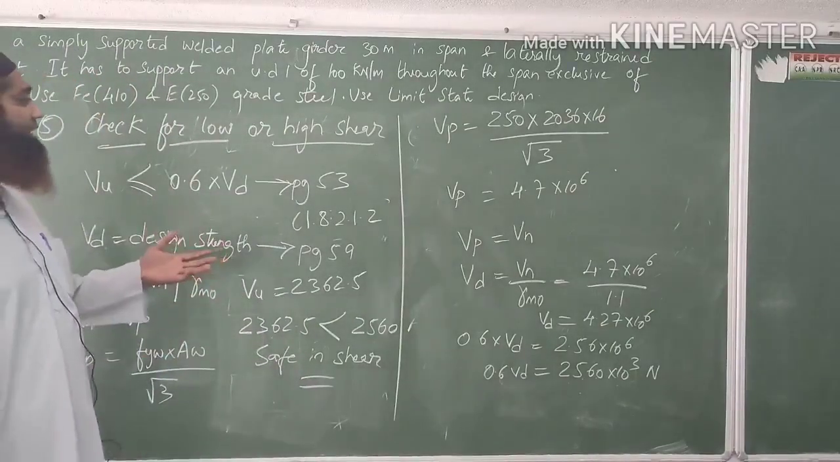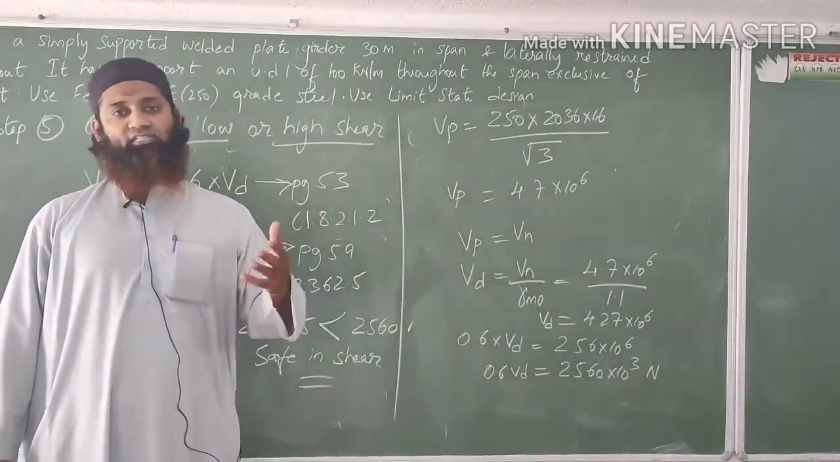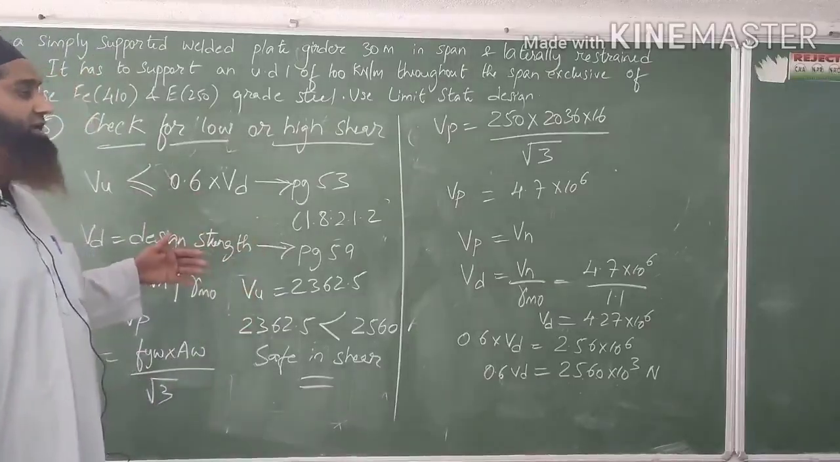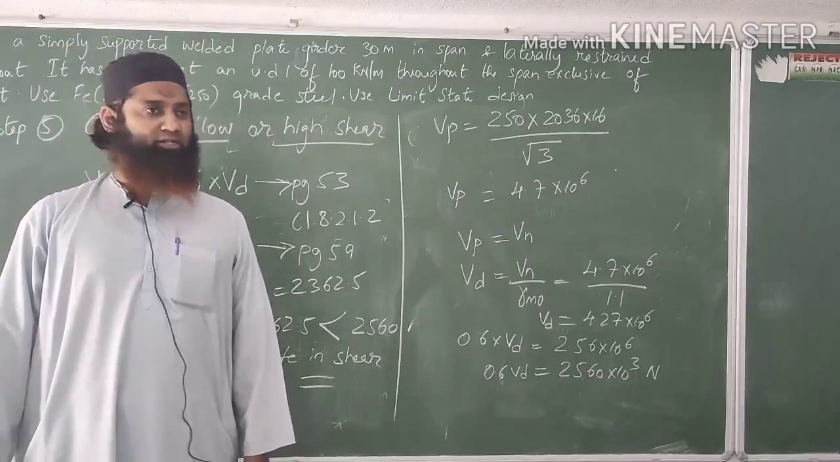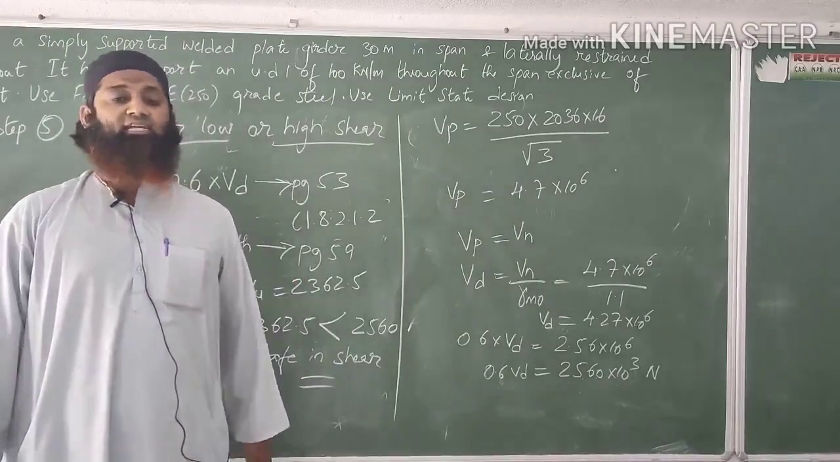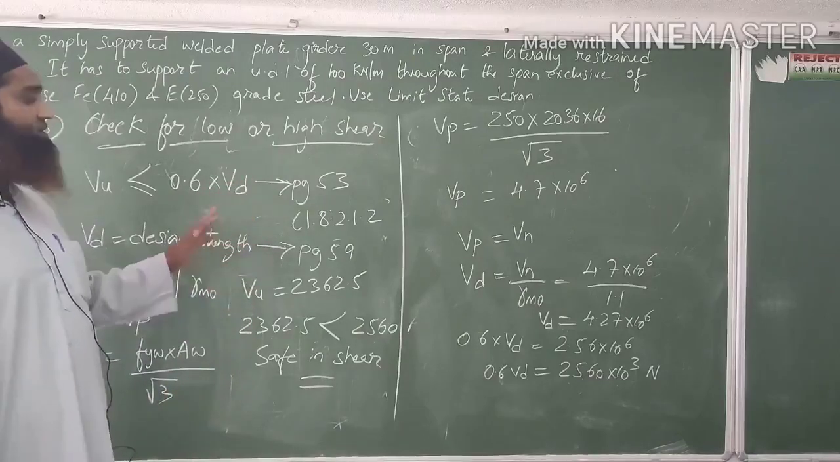For per unit length, we had calculated the total load of the UDL as well as the self weight. In the next step we found the maximum bending moment, that is WL square by 8, and the maximum shear force, WL by 2, that was Mu and Vu, which will be used later on.